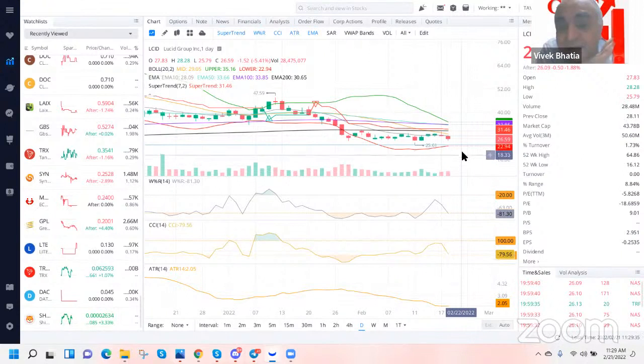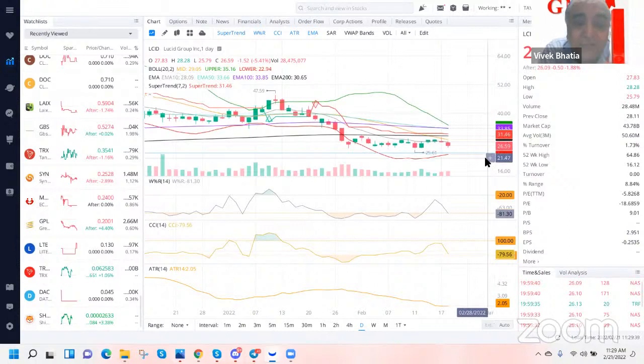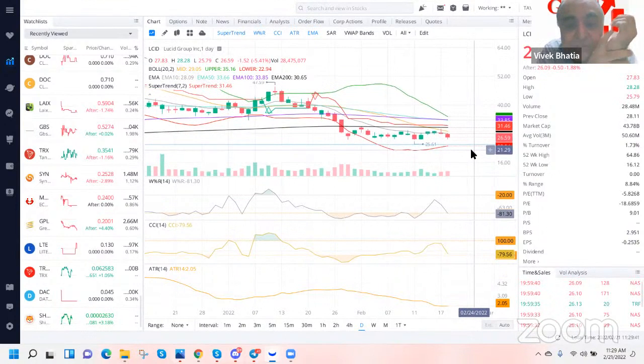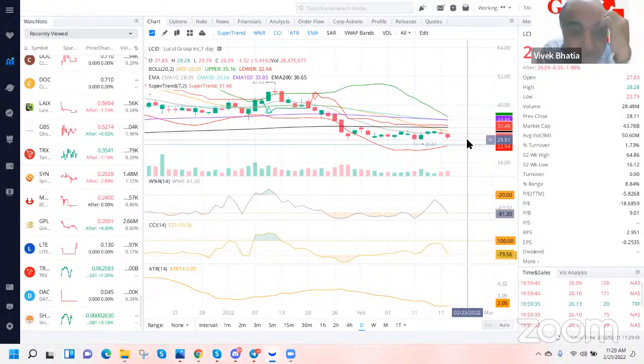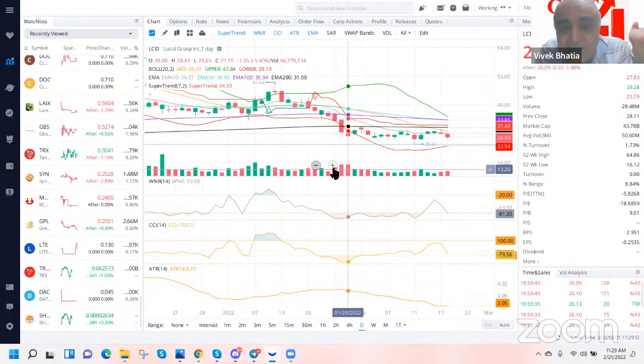So either it is being consolidated or a distribution is happening. If you look at a larger duration, you will know whether it's consolidation or distribution. But that is where I believe the price is, and the volume is still low as compared to what it was in December and Jan.